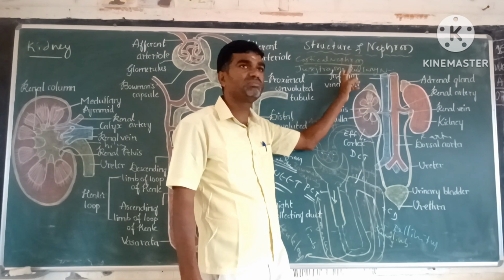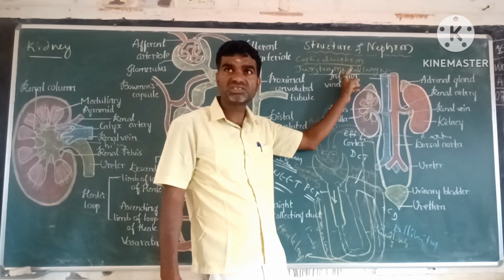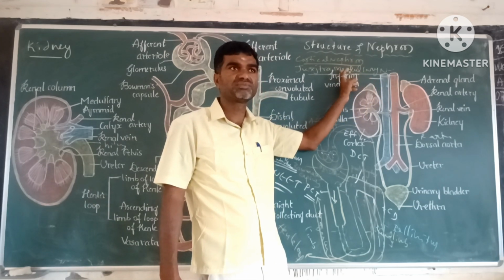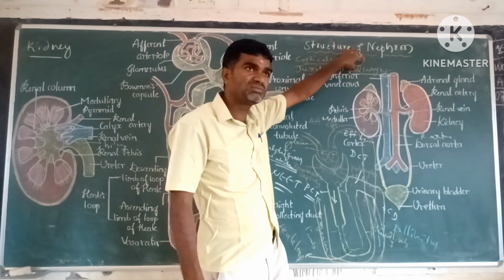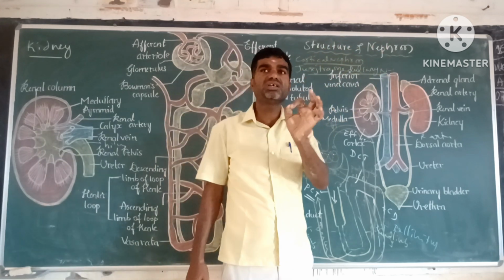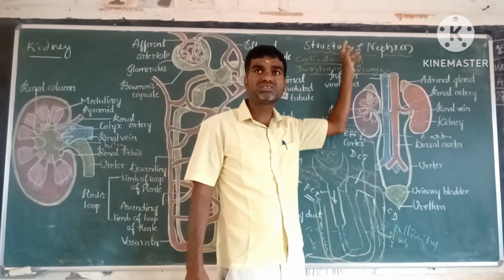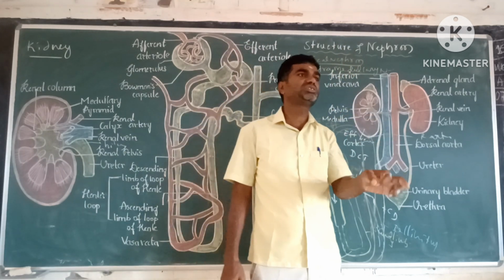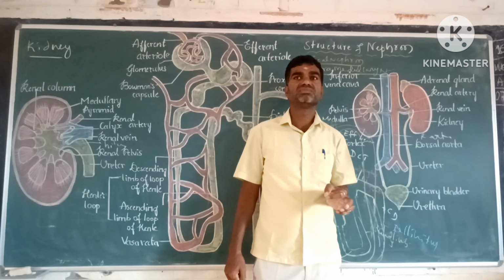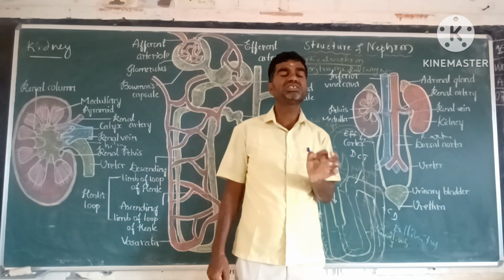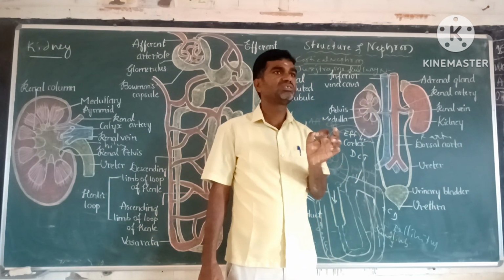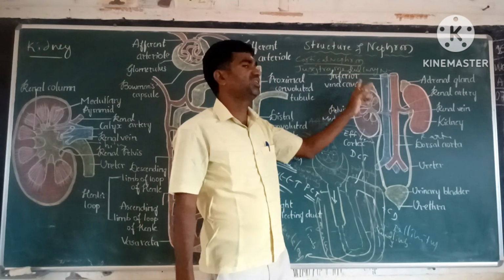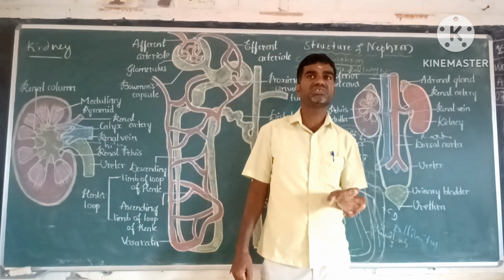So two parts are very important here, cortical nephrons and juxtamedullary nephrons. If the loop of Henle is very short and extends very little into the medullary region, it is called a cortical nephron. And if the loop of Henle is long and notched deep into the medullary region, reaching the deepest region, that is called a juxtamedullary nephron.